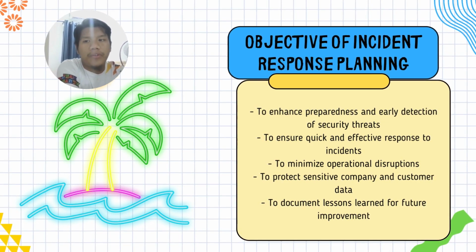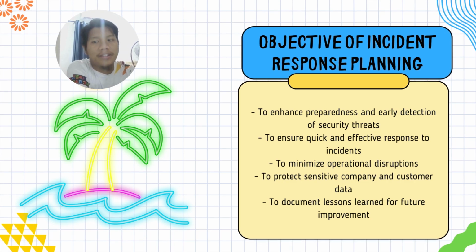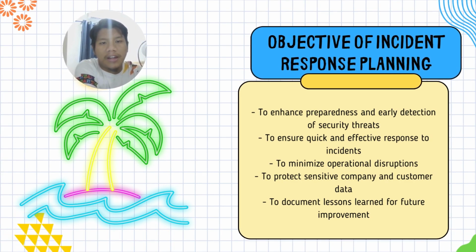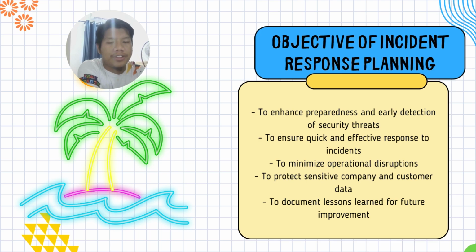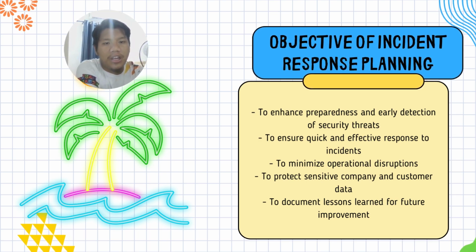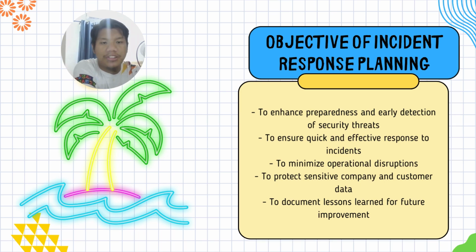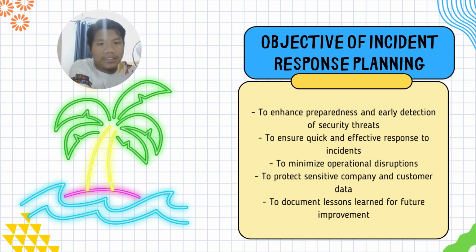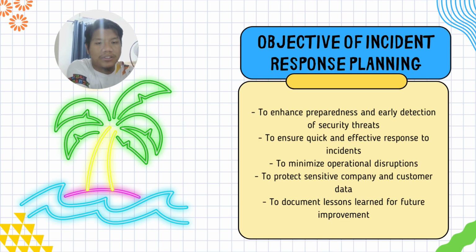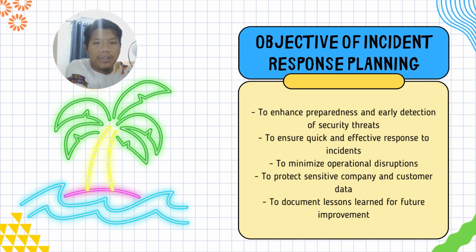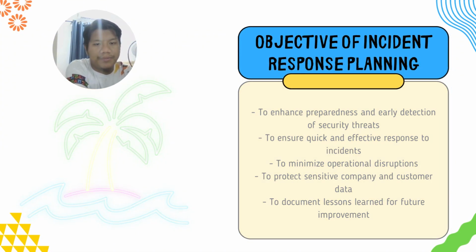The main objectives of establishing an IRP at Skytech are as follows. First, to enhance preparedness and early detection of security threats. Second, to ensure quick and effective response to incidents. Third, to minimize operational disruption. Fourth, to protect sensitive company and customer data. And lastly, to document lessons learned for future improvement.